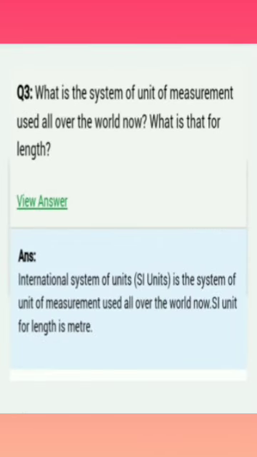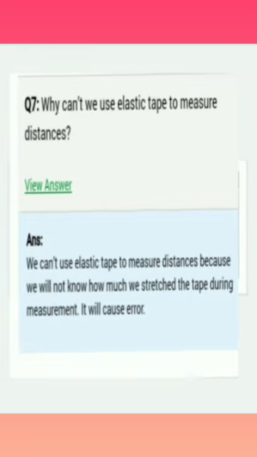And the next one is, which system of unit measurement is used all over the world now? What is that for length? The International System of Units, that is SI unit, is the system of unit measurement used all over the world now. So the SI unit of length is the meter.